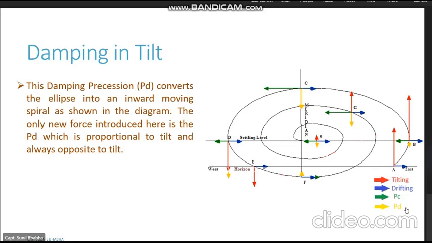Now in this diagram, you see four total forces are there, which we just now discussed. That is tilting, drifting, control precession and damping precession. So we have added only one new force here, which is the damping precession. And we know that the damping precession is proportional to tilt and it is always opposite to the direction in which it is tilted. If the spin axis is tilted upwards, the damping precession is down, and if the spin axis is tilted downwards, the damping precession is up.